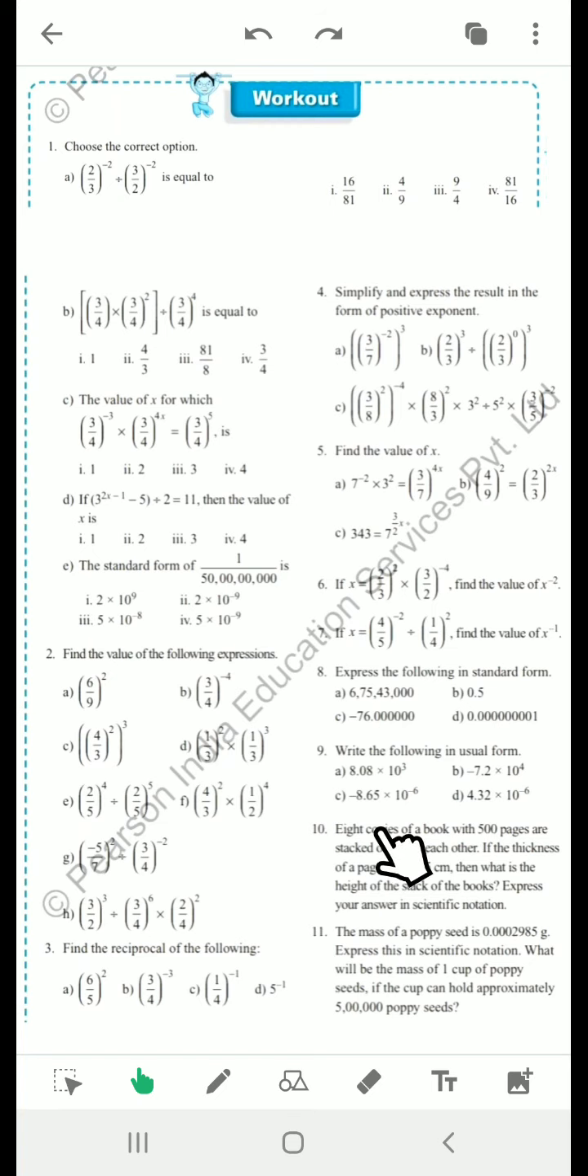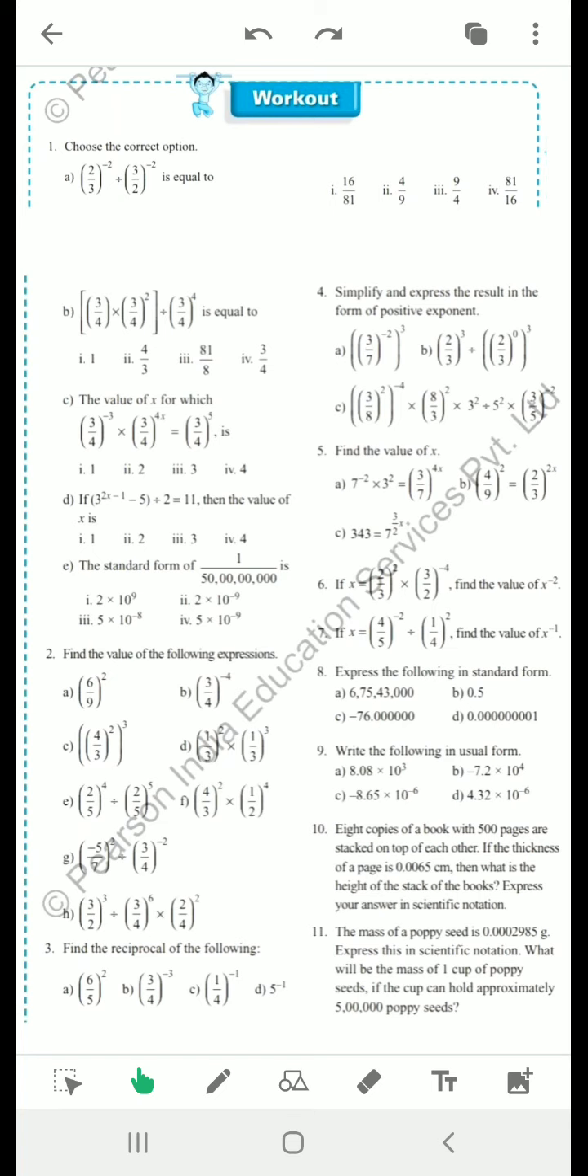Okay, 8 copies of a book with 500 pages and the thickness of a page is 0.0065. The thickness of one page is given, then you have to find the thickness of all the pages. Before finding the thickness of all the pages, we need to calculate the number of pages. So how to calculate the number of pages? There are 8 copies and each copy has 500 pages. Then the total number of pages is 8 multiplied by 500, that will be 4000.